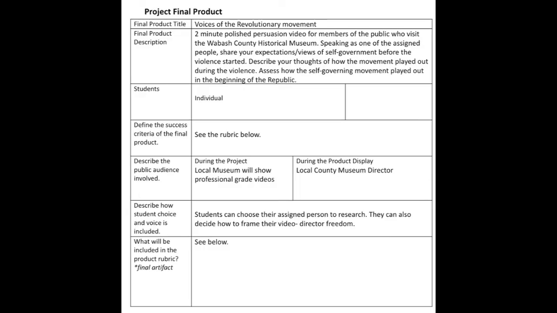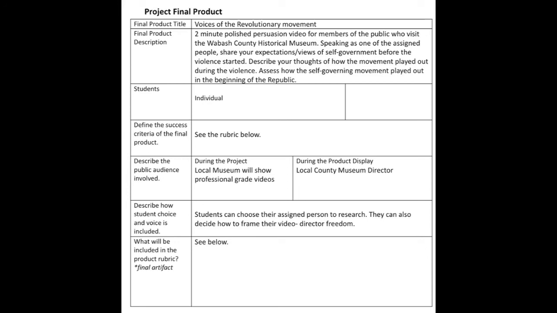This project is connected to students' interests, and I know this because students enjoy exerting their independence by arguing with the status quo interpretations. Resources needed are textbook, internet, laptop, and primary sources. In this final project product, students will choose an assigned person to research. They will create a 2-minute polished persuasion video for members of the public to visit the Wabash County Historical Museum.